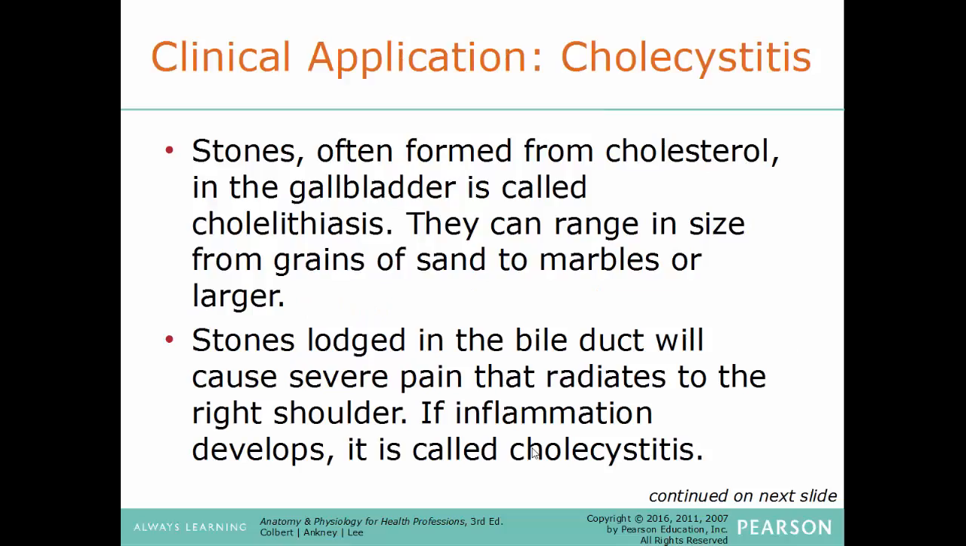All right, now we'll talk about another clinical application, cholecystitis. Stones that are often formed from cholesterol in the gallbladder are called cholelithiasis. These can range anywhere from the size of a grain of sand to marbles or even larger. Now, stones that get lodged in the bile duct will cause severe pain that will radiate to the right shoulder. If inflammation develops from here, it's called cholecystitis.